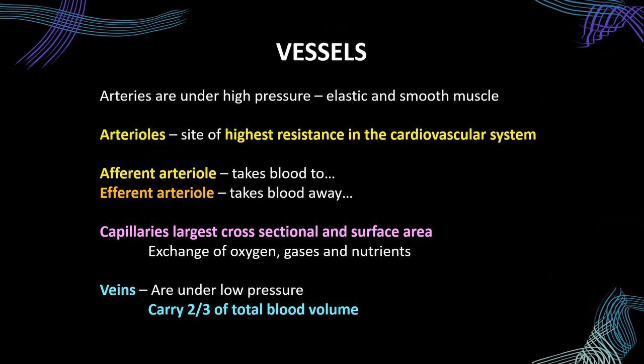An afferent arteriole takes blood to an organ, and an efferent arteriole takes blood away from an organ. The way I remember that is A comes before E, so the afferent takes it to, and the E comes later. Capillaries have the largest cross-sectional and surface area. That's really important. We'll be talking about that when we talk about equations. And they exchange oxygen, gases, and nutrients.